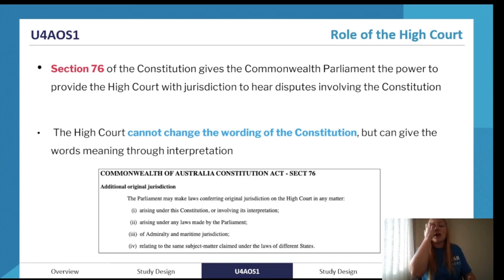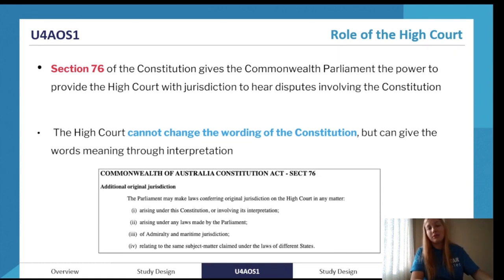famous cases. Later on, you'll learn that the High Court also has more jurisdiction than this, and that includes resolving disputes between different states, resolving disputes between a state and the Commonwealth, resolving disputes between actual individual people from different states as well. And there are some more, like them potentially choosing to hear a case because of high media attention and the need to hear it.